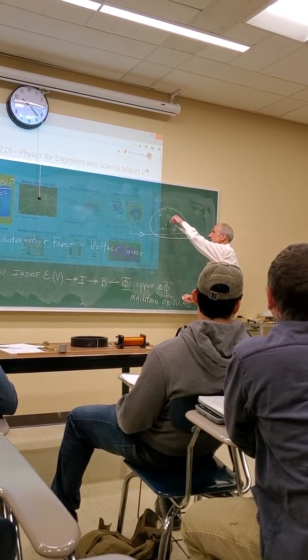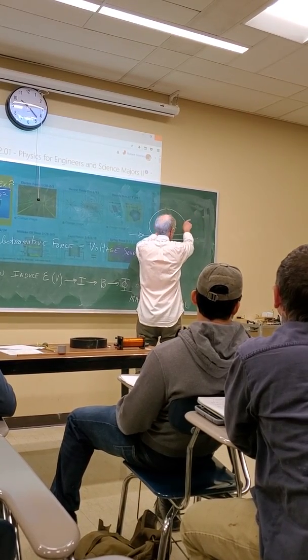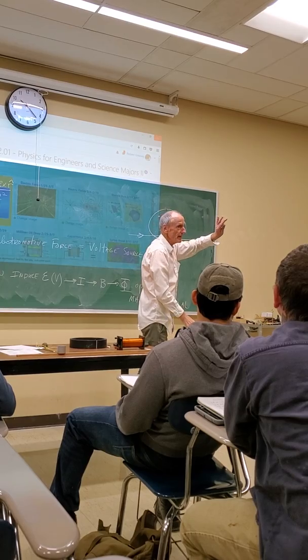Okay, now the magnet's there. The North Pole is there. The field lines are going into the board. Now try and remove it.